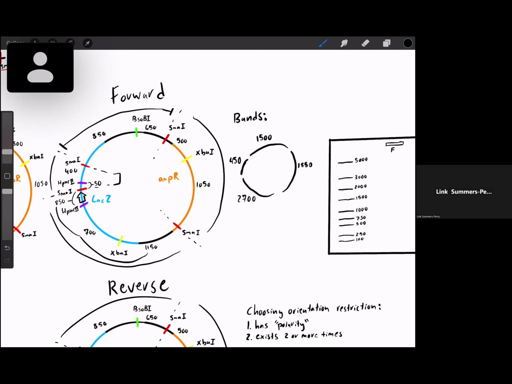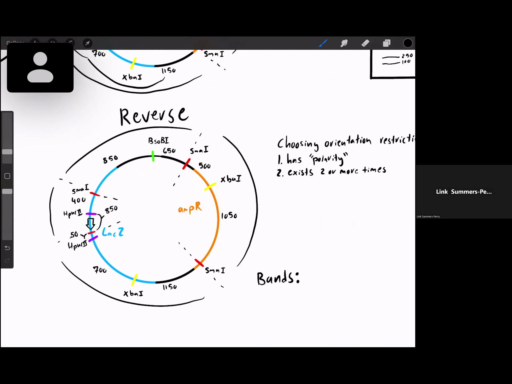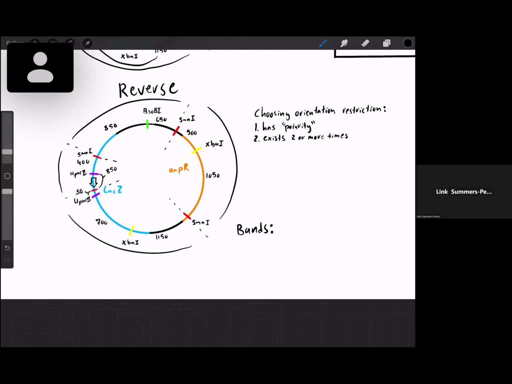Let's go ahead and look at the reverse orientation. So most of these are going to be the same. We are going to have from here to here, here to here, here to here, and then there. We're still going to have the same amount of bands. It's just the sizes are going to differ. So let's start at the top again. We have 850 plus 650, which is going to be 1,500. We have 500 plus 1,050. So we have 1,550.